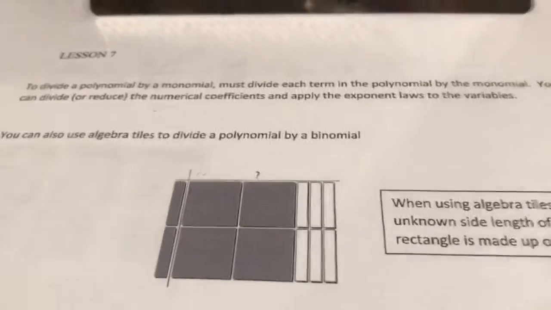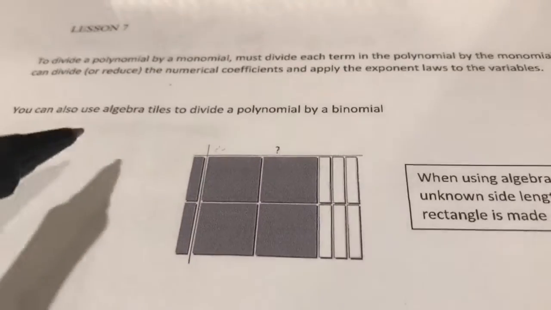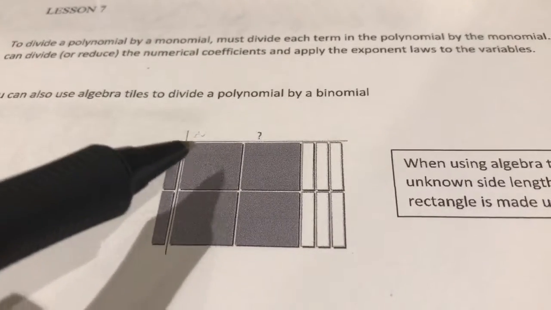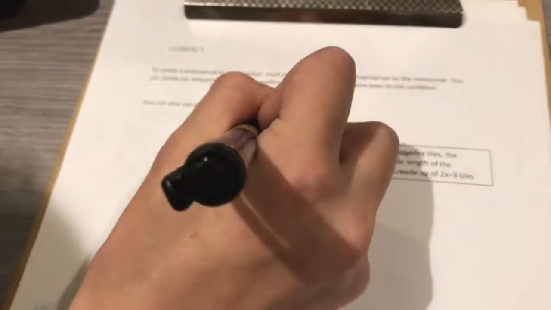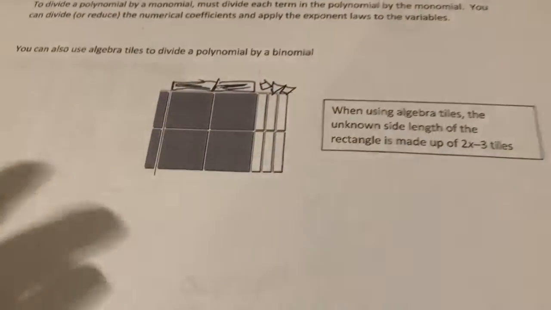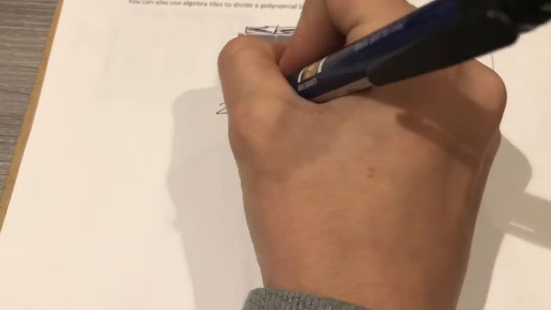This is the second part of lesson 7. So you can also use algebra tiles to divide polynomials by binomials. So positive x squared divided by positive x would equal positive x. Alright, same here. It equals the same thing. Let's put that in. Okay, then positive x divided by negative x would equal negative 1. So these are all negative 1, sorry, those awful squares. And so the answer would be 2x minus 3.